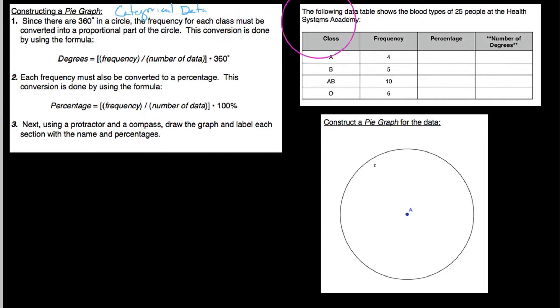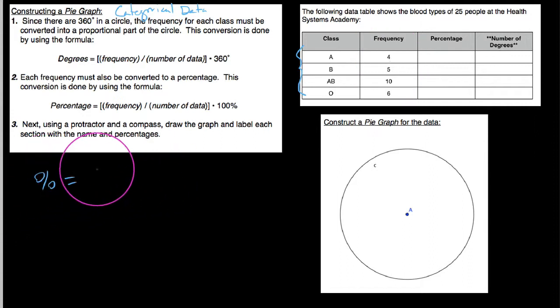So we'd say, for example, if we were to collect data on blood types, the blood types of 25 people at the Health Systems Academy, the different classes here would be A, B, AB, and O. They would have their own categories because it's categorical data. But we have the frequencies as well. When we make a pie graph, the thing we want to be concerned with is portraying percentages. So we need to remember, how do we calculate a percentage in the first place?